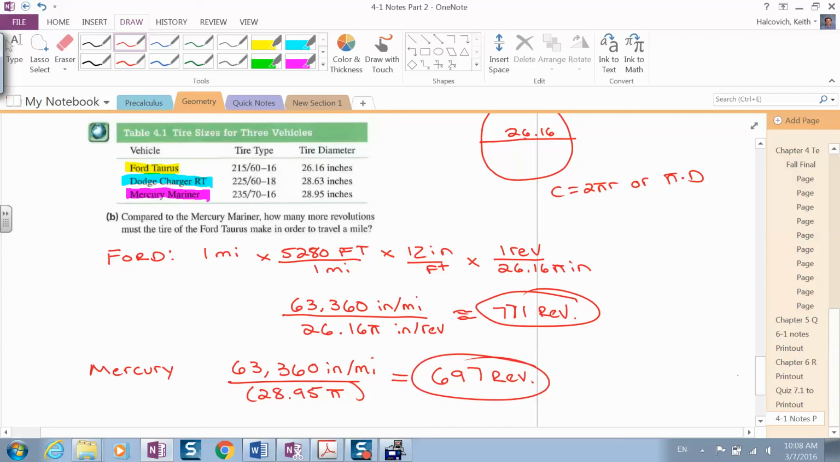So notice, the question asked, how many more revolutions must the tire make for the Ford Taurus as opposed to the Mercury Mariner? Well, 771 minus 697 means that it's going to make approximately 74 more revolutions.